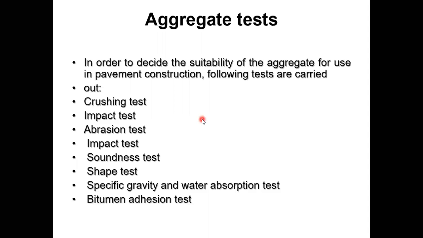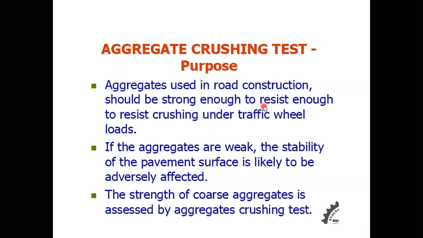Okay, so let's start with the aggregate crushing test, or aggregate crushing value test. First, we are going to discuss the purpose of this test, the significance of this particular test. Aggregate used in road construction should be strong enough to resist crushing under traffic wheel loads. Obviously, if you're using aggregates in road construction, so many points are going to get repeated, but I'll try to skip all those things and we'll continue.